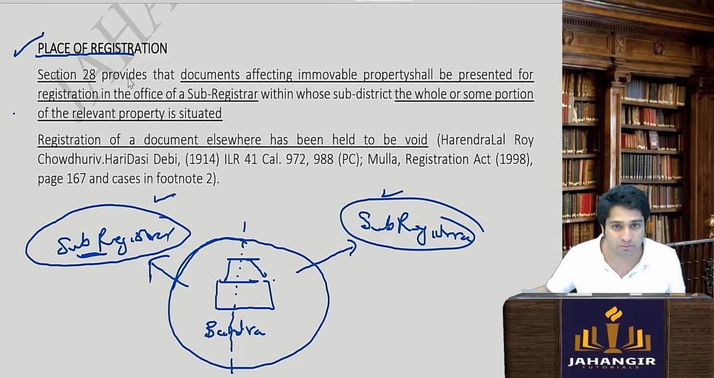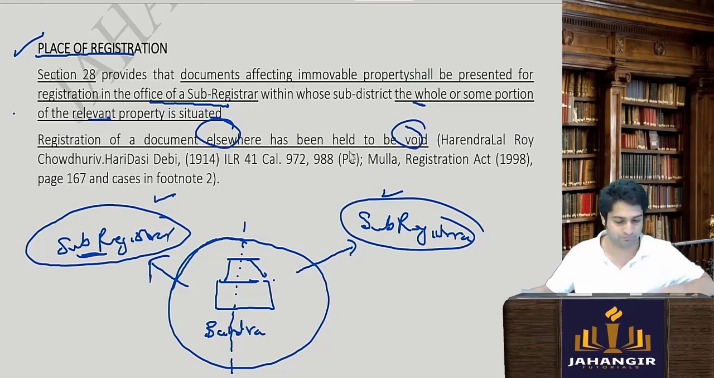So section 28 states that the documents affecting immovable property shall be presented for registration in whose office of a sub-registrar the whole or some portion of the property is situated. Registration of a document elsewhere will be held to be void.